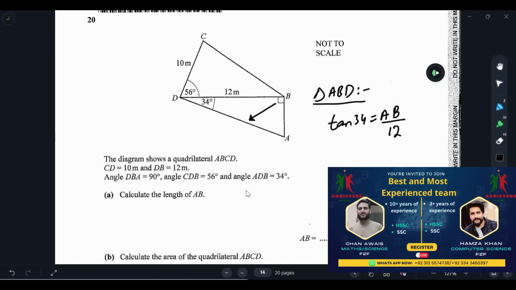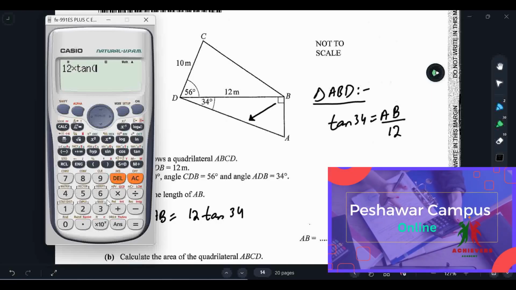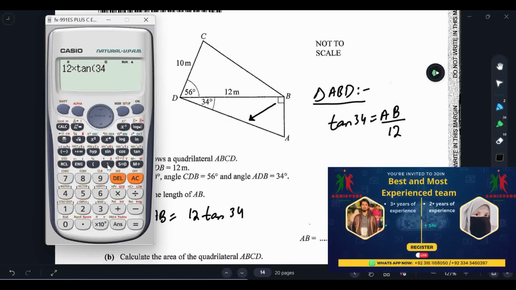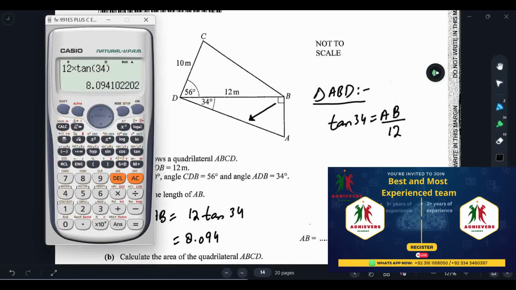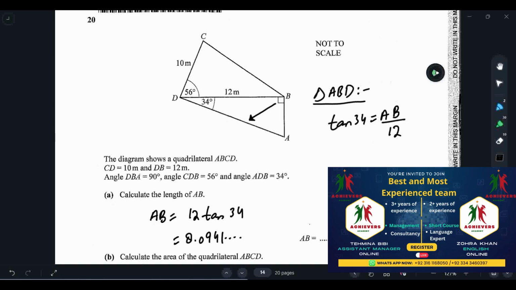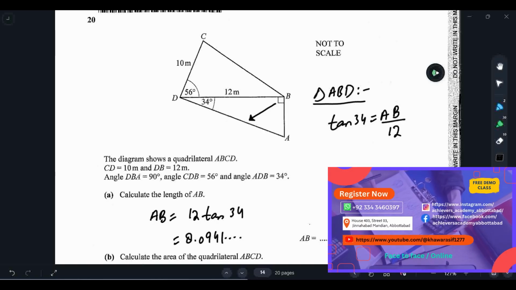Now if we rearrange it, AB will be equal to 12 multiplied by tan of 34. So 12 multiplied by tan of 34 will be equal to 8.0941, and so on. We have to write the answer to 3 significant figures. So this should be equal to 8.09. This will be the final answer.